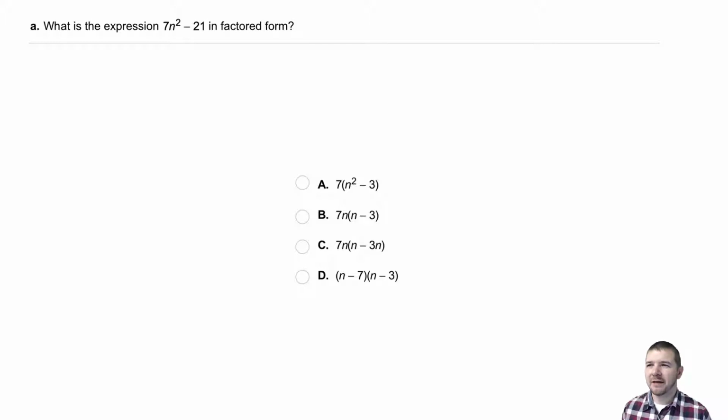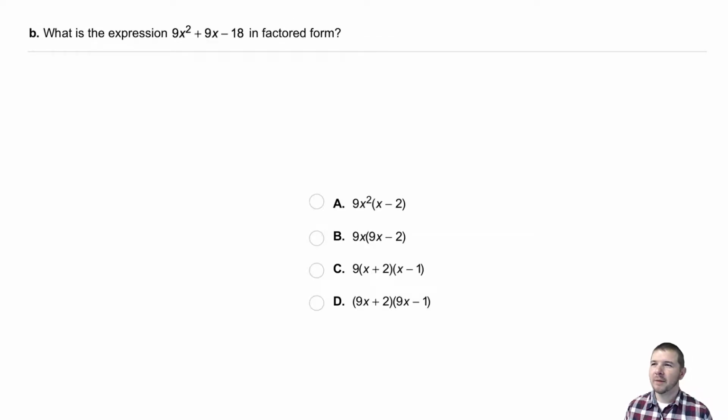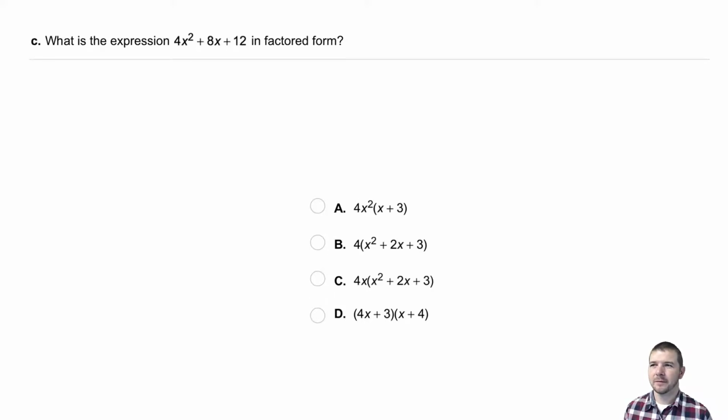Your turn, part A. What is the expression 7n squared minus 21 in factored form? Part B. What is the expression 9x squared plus 9x minus 18 in factored form? And part C. What is the expression 4x squared plus 8x plus 12 in factored form?